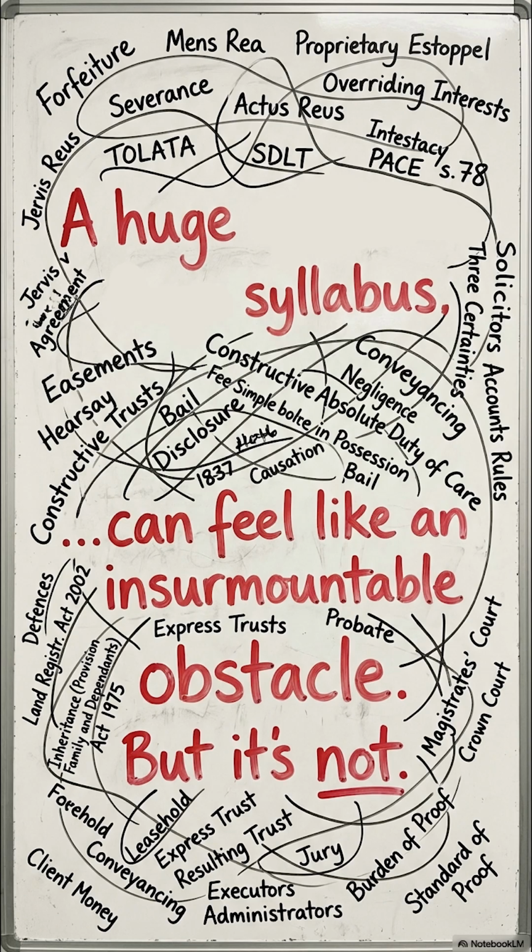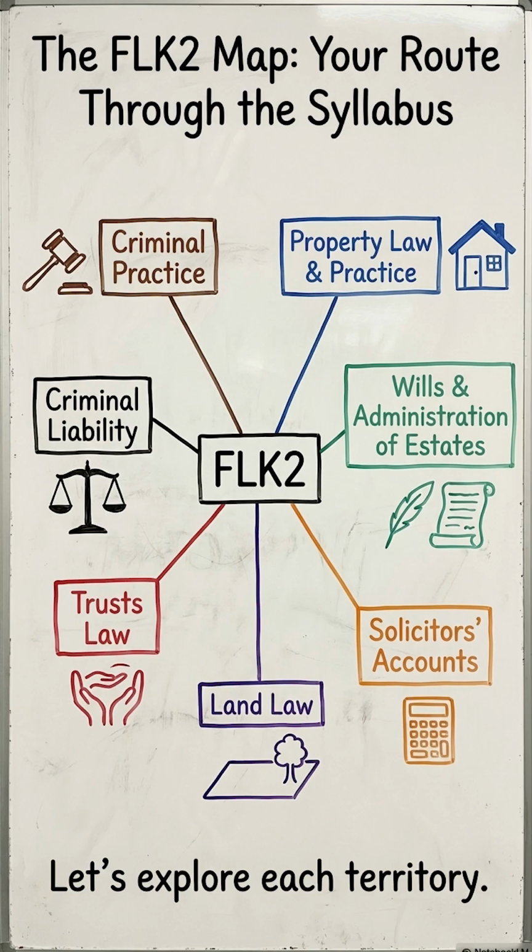Today, we're breaking down the entire SRA specification for FLK2 of SQE1. In a few minutes, here's everything you need to know about what this part of the exam really covers. FLK2 is all about your advanced legal knowledge in property, wills, trusts, land, solicitors' accounts, criminal liability, and criminal practice. Think of it as the second half of the legal knowledge you need to function as a solicitor.